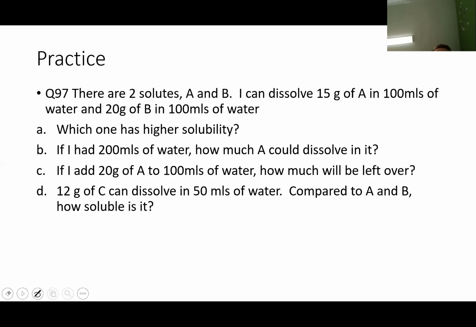Okay, so this is the practice question. Question 97. It's question 97 in your booklet as well. If you're not able to answer any of these, it's a good idea to pause this and go back and watch the video again. The answer will be in there. Question 97 says there are two solutes A and B. I can dissolve 15 grams of A in 100 mils of water and 20 grams of B in 100 mils of water. So now you have 4 little questions to practice there in your practice copy. So I want to pause the video and try to do these questions now. You should only play the video again when you have tried all of these questions.